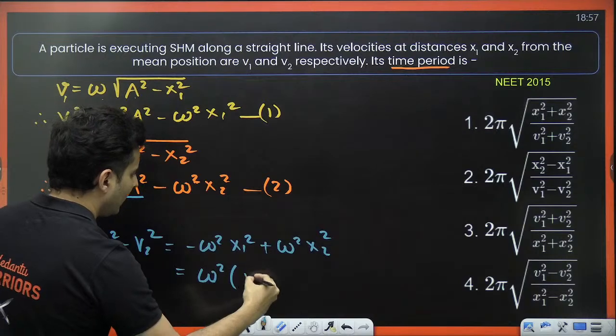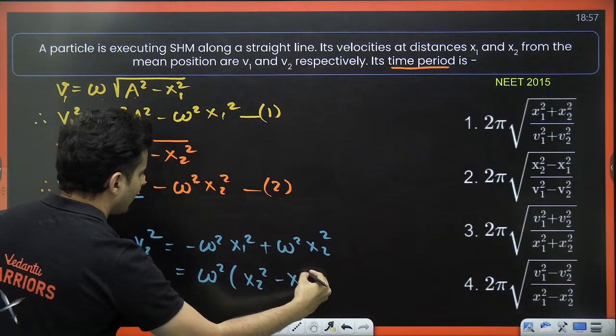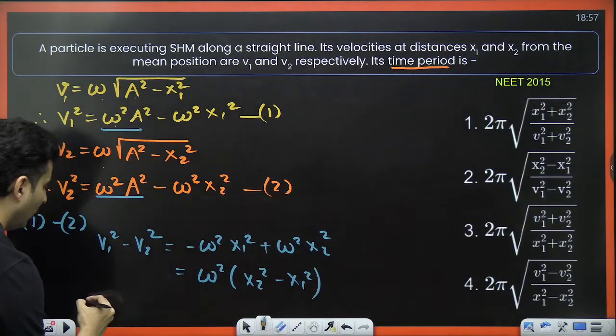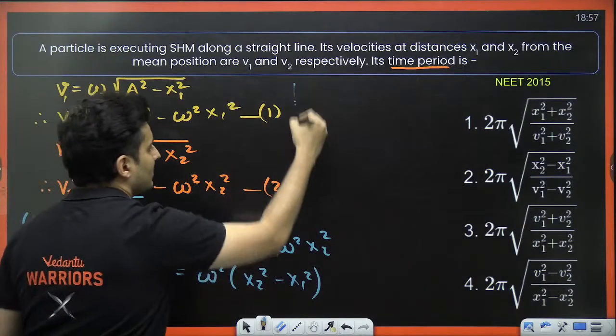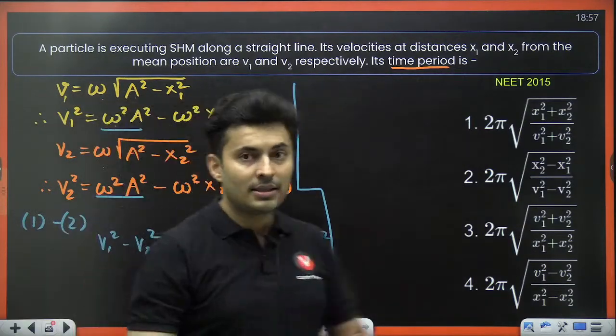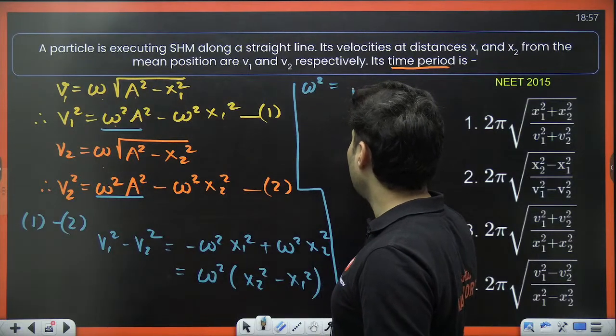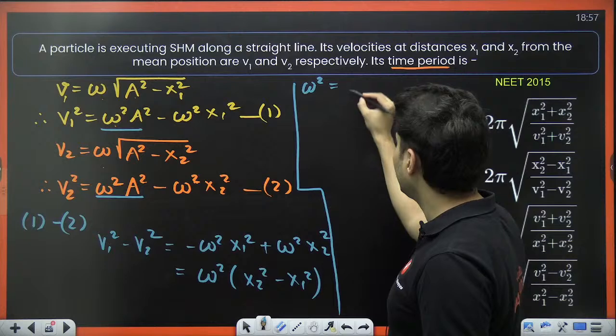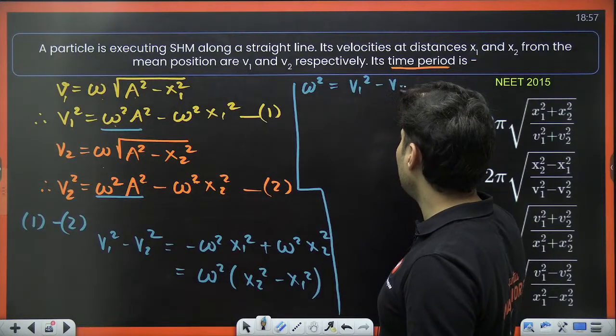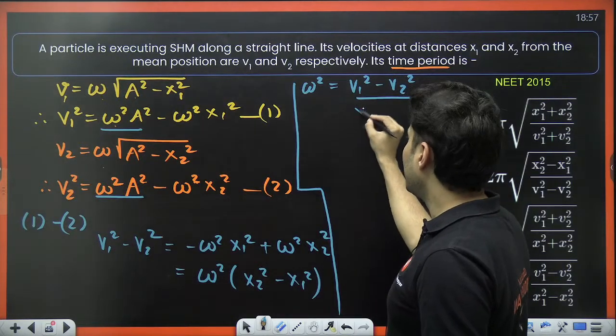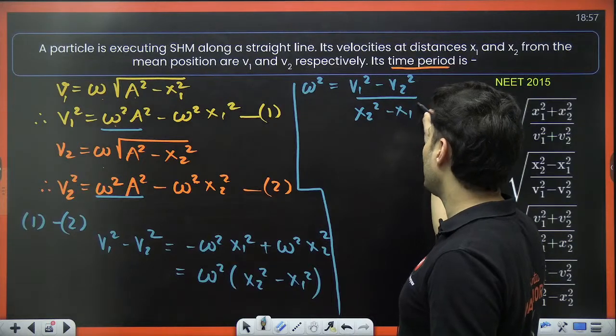So omega square times x2 square minus x1 square. Therefore, from this, I will get the value of omega square. Omega square will be nothing but v1 square minus v2 square upon x2 square minus x1 square.